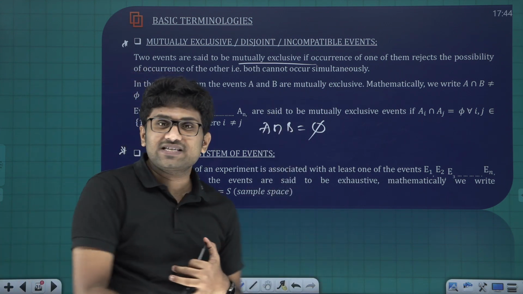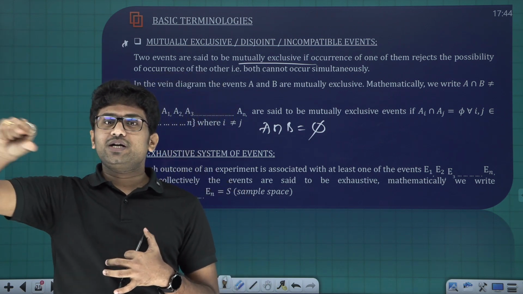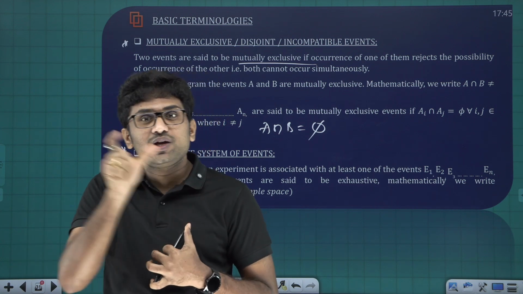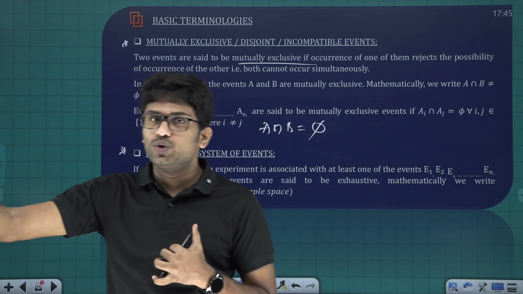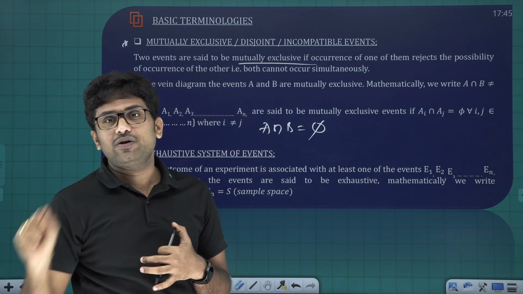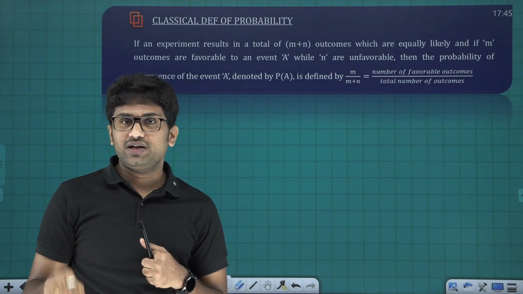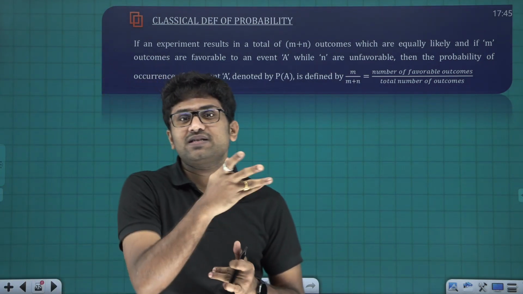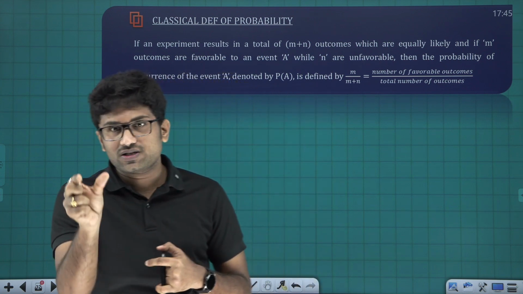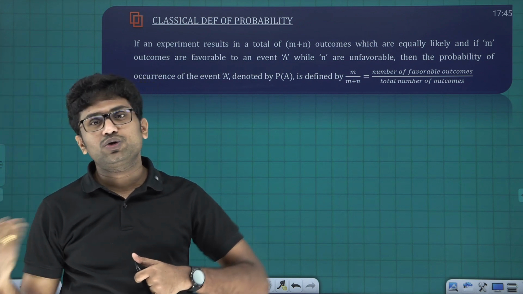Next, an exhaustive system of events means their union will be equal to the sample space. If E1, E2, E3 are said to form an exhaustive system, then their union will be the complete universal set, whereas in the first case, mutually exclusive, their intersection will be a null set. Next, the classical definition of probability. This is what we keep on discussing since grade 10. The probability of occurrence of an event E is the ratio of the number of favorable outcomes in favor of E divided by the total number of outcomes.